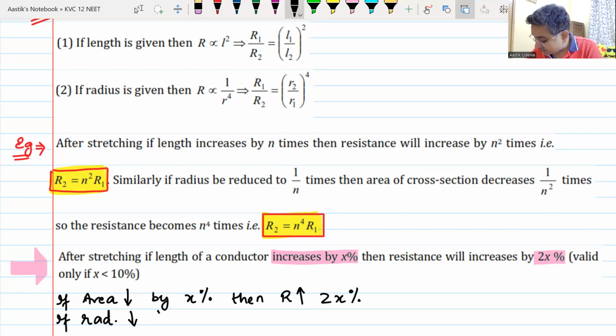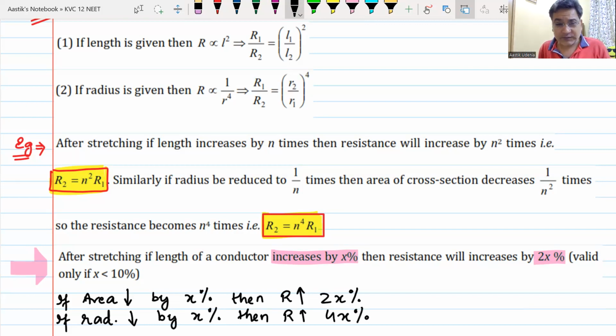If area decreases by x%, then resistance will increase by 2x%. If radius decreases by x%, what will be the percentage change in the resistance? 4x%. Well done, 4x%. That is very good and very clear. Remember all these points. You might have one question coming from this topic. Understand it, write it. Once you are done, please let me know.